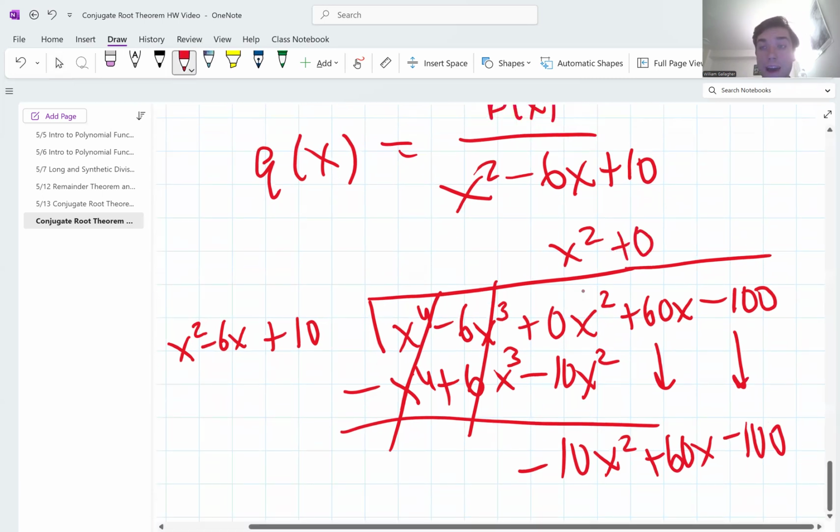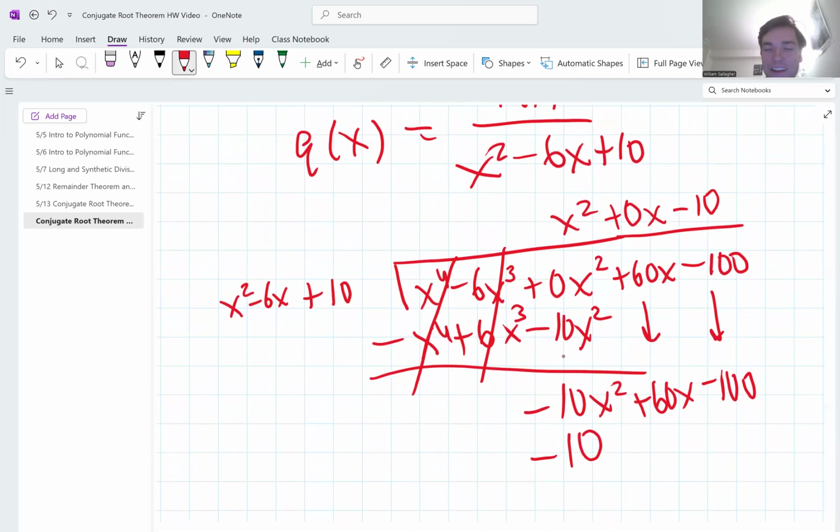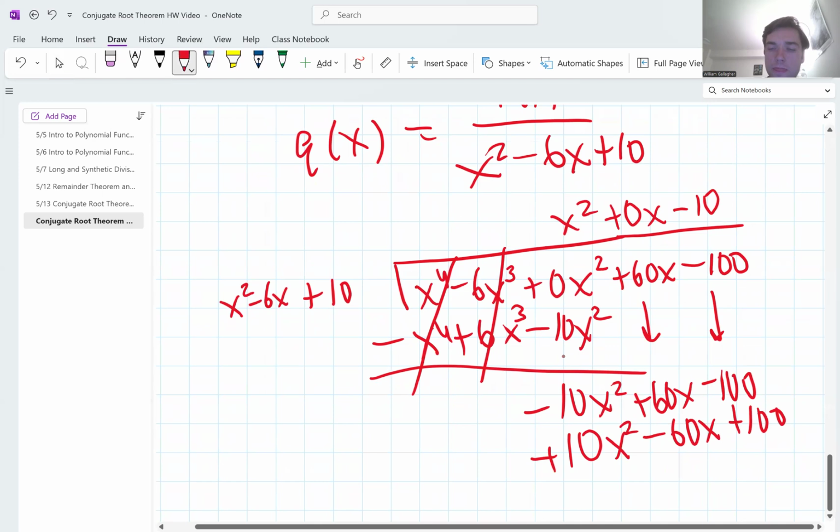So you don't have to do this, but I highly recommend it. Put the placeholder. Okay, I guess I've said that word a lot in the video and the unit. And so I get negative 10x squared plus 60x minus 100. And then I can flip all my signs. And I'm left with a remainder of 0.